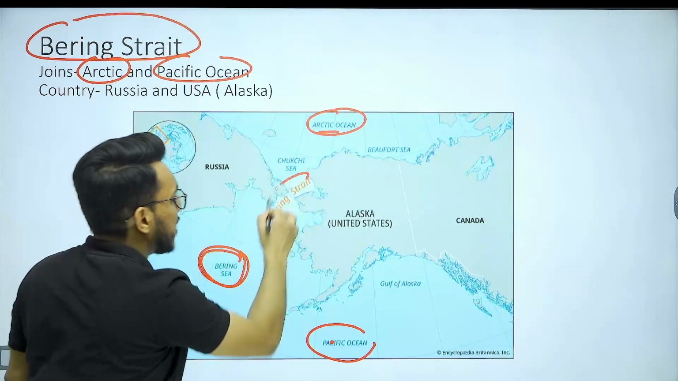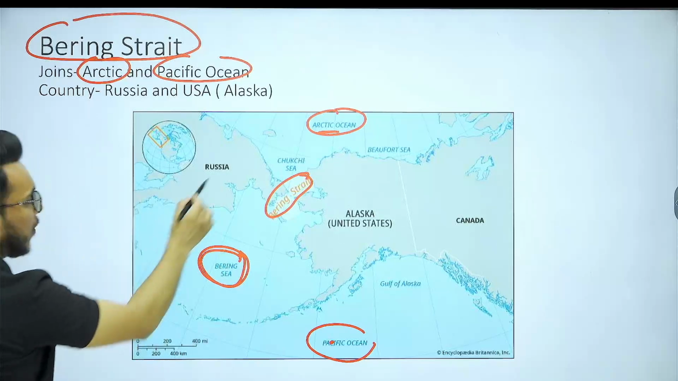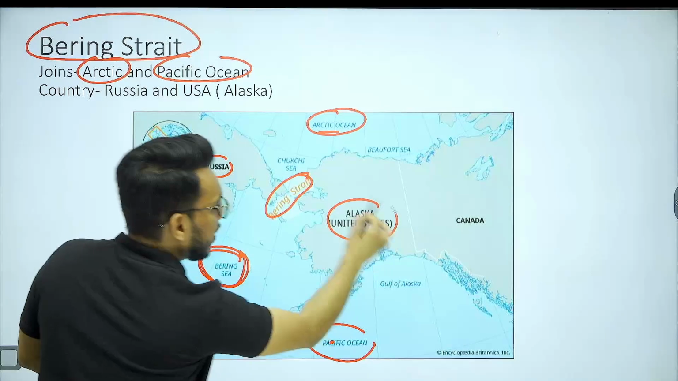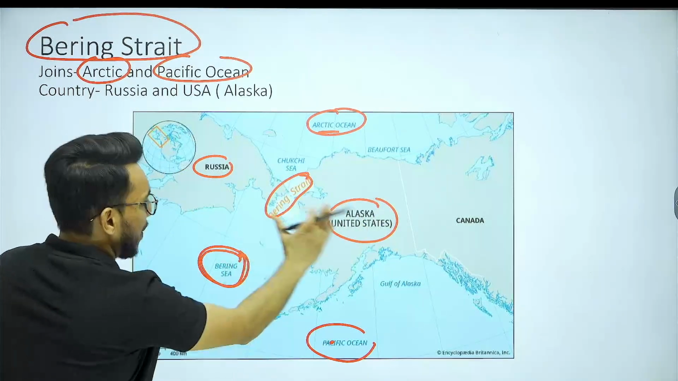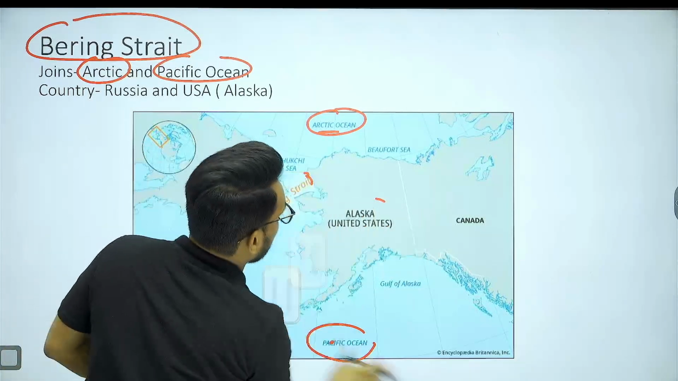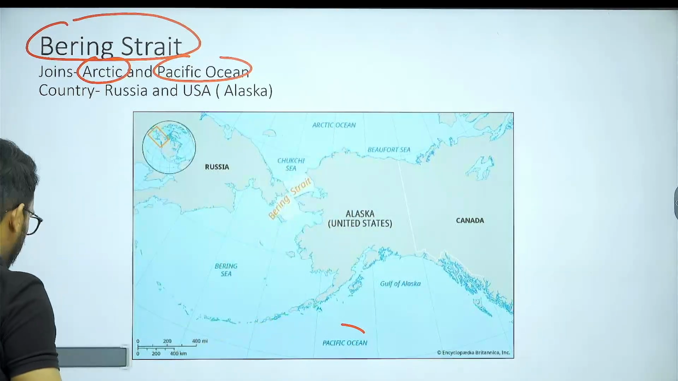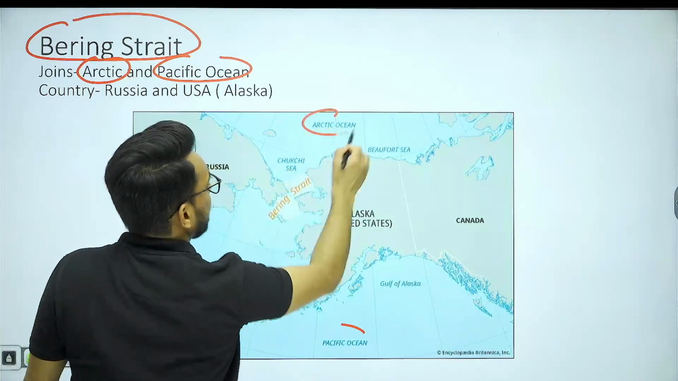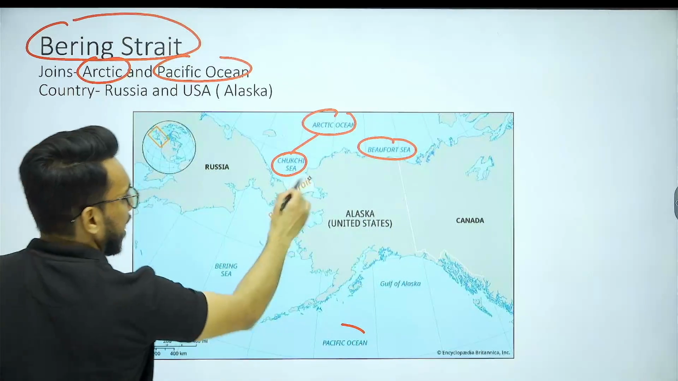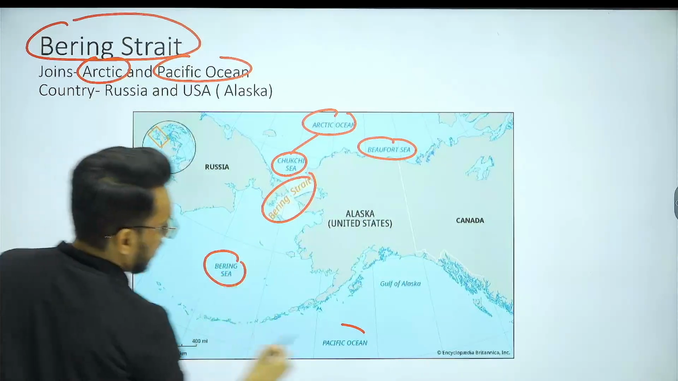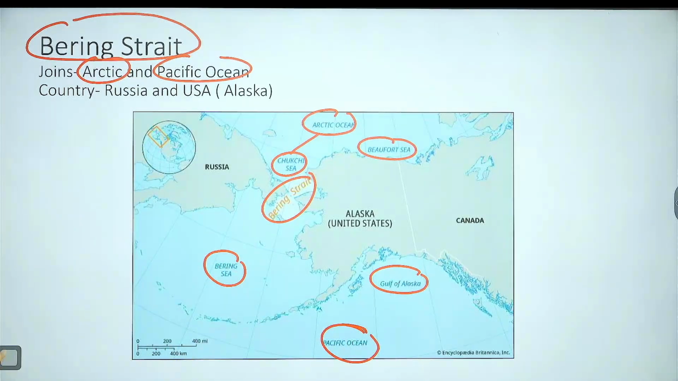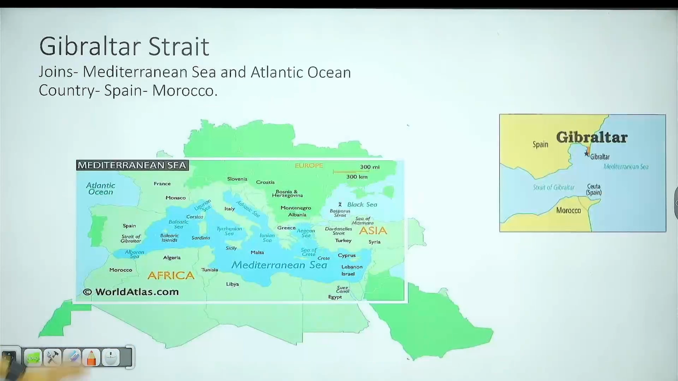So here we have this Bering Strait. It lies between Russia on one hand and Alaska, a state of the US, on the other. Now, a little bit of locations also, please understand. Here we have the Arctic Ocean, then the Chukchi Sea, the Beaufort Sea, then the Bering Strait, Bering Sea, Gulf of Alaska, and Pacific Ocean. These are the important locations.